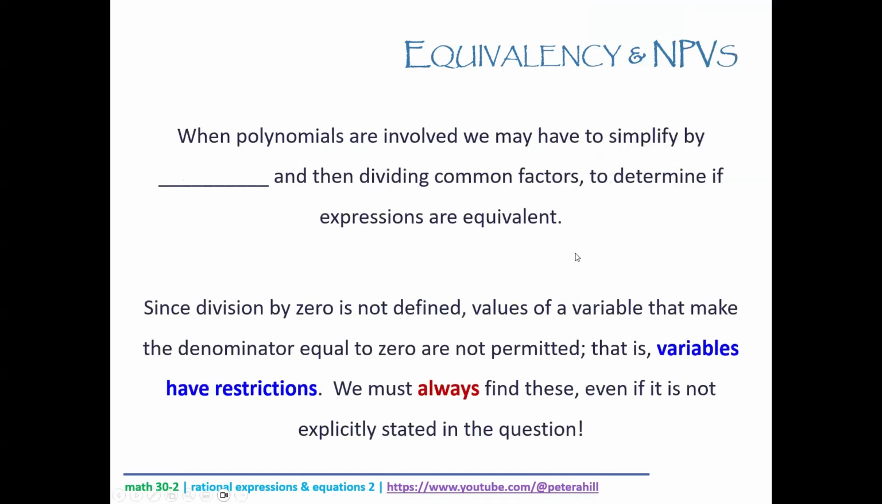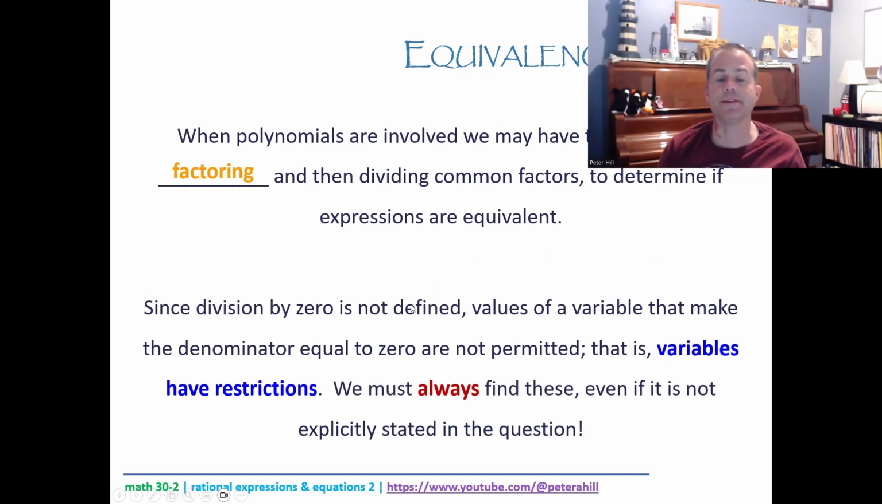When polynomials are involved, we may have to simplify by factoring and then dividing common factors out to determine if the expressions are equivalent. Since division by 0 is not defined, values of a variable that make the denominator equal to 0 are not permitted. That is, variables have restrictions, okay? Sometimes we call them restrictions, sometimes we call them non-permissible values. They both mean the same thing, okay?